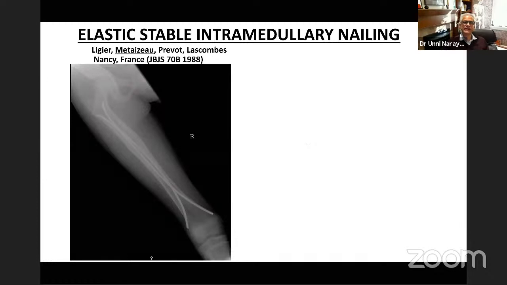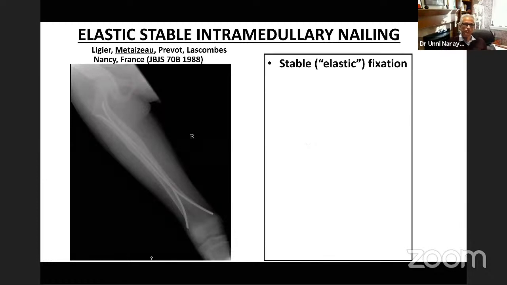Elastic stable intramedullary nailing is really the mainstay for this group, popularized by Metaizeau and his group in Nancy. We need to distinguish flexible nailing from elastic nailing. So there are many kinds of flexible nailing systems. Elastic nailing is one principle or one particular kind of flexible nailing. Not all flexible nails are elastic.